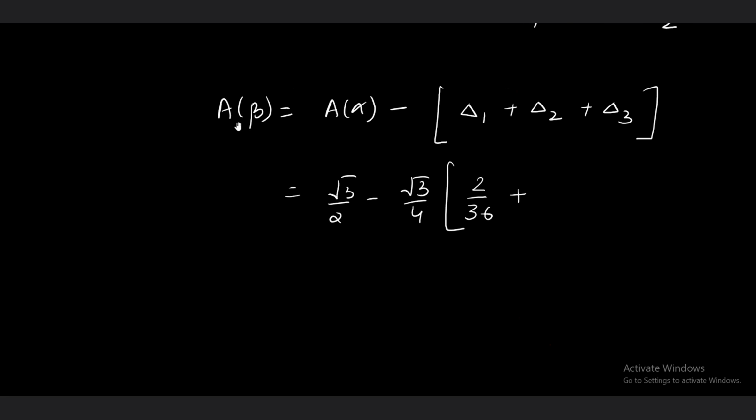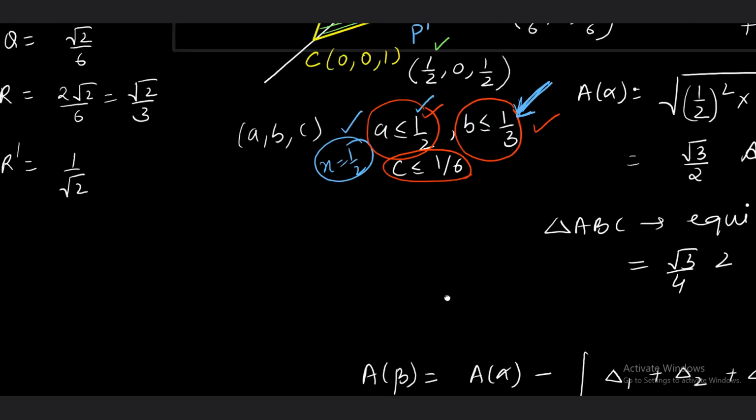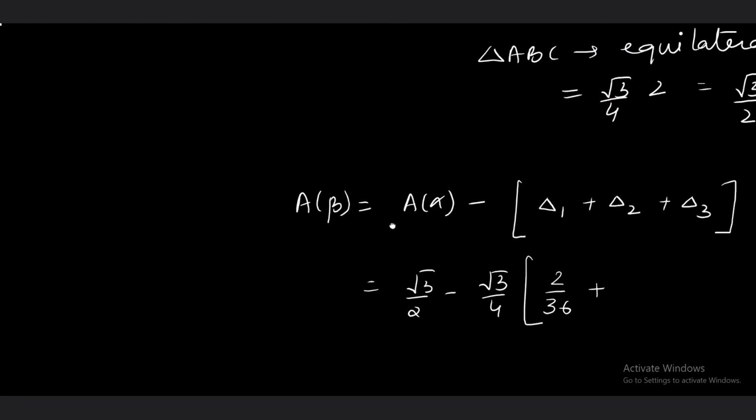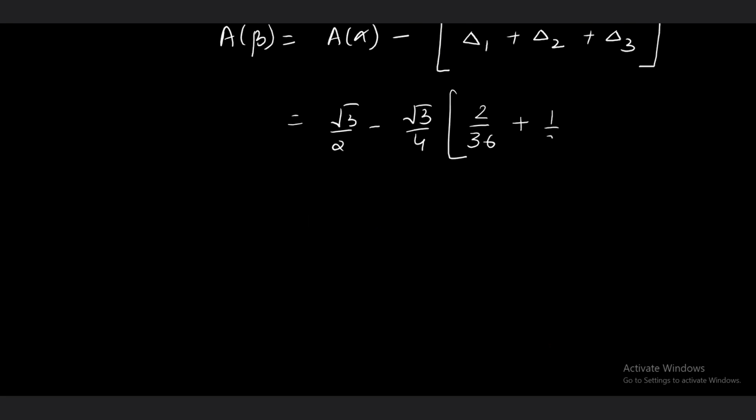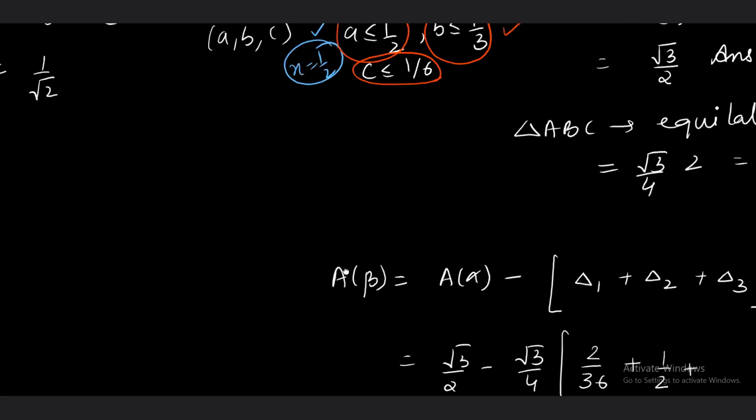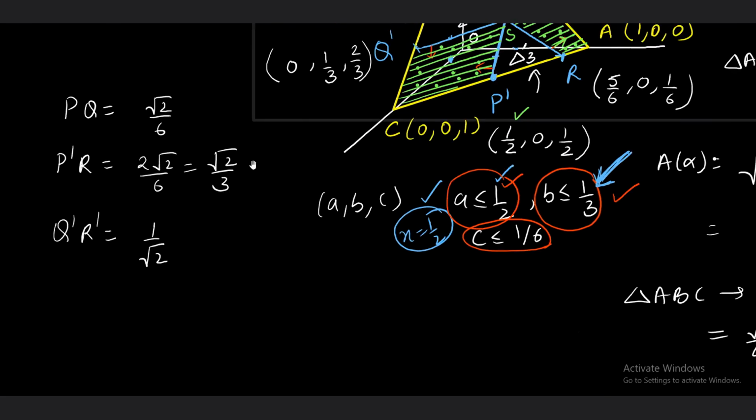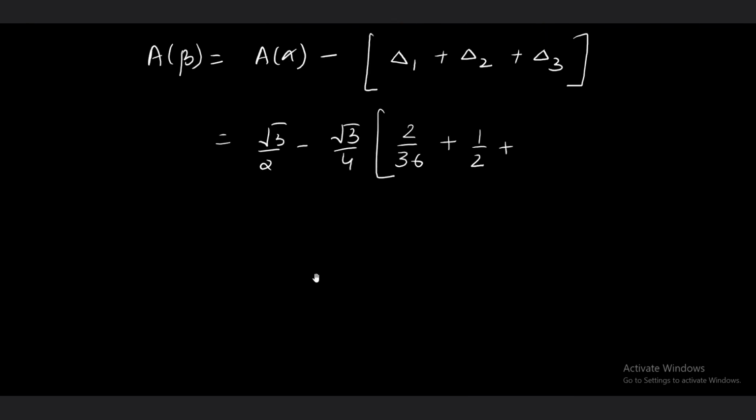Plus coming to the second triangle, its side length is 1 by √2. So when you square it, you will be getting 1 by 2. And the third triangle's side length, when you talk about the third equilateral triangle, that is √2 by 3. So squaring it will give me 2 by 9. Now you just have to complete the calculation part. Your answer will turn out to be 11√3 by 36. So here is the answer that we will be getting.